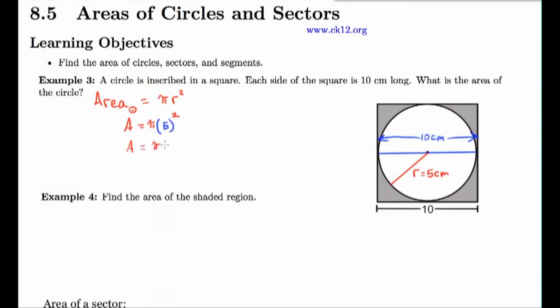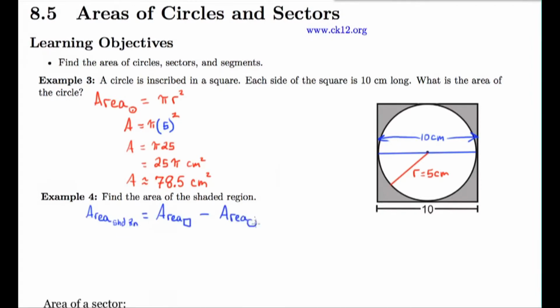And I know if the side of the square is 10, that means the diameter is 10 and the radius is 5. Therefore, area equals pi times r squared, or 25 pi. This simplifies to 78.5 centimeters squared. Example 4, find the area of the shaded region.